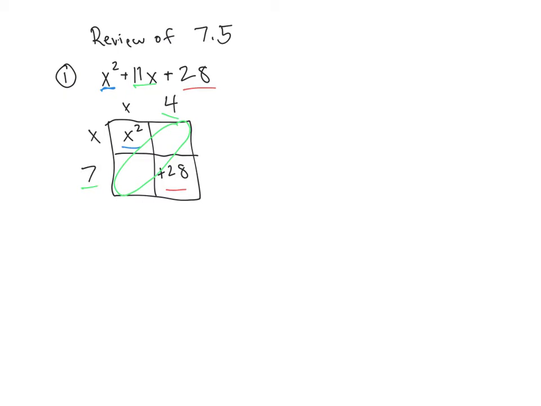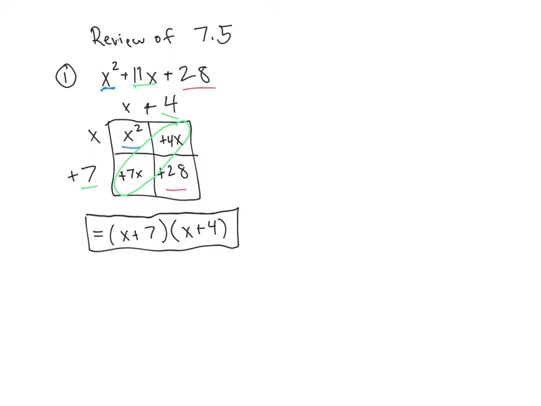So hopefully you thought of 7 and 4, positive 7 and positive 4. So 4 times 7 is 28, 4 plus 7 is 11. So on the diagonal I'd have 7x and 4x, which does add to 11x. Then my answer would be x plus 7 times x plus 4, the factors on the outside. And at that point, we are good to go. All right, so that's kind of the process we learned last time.